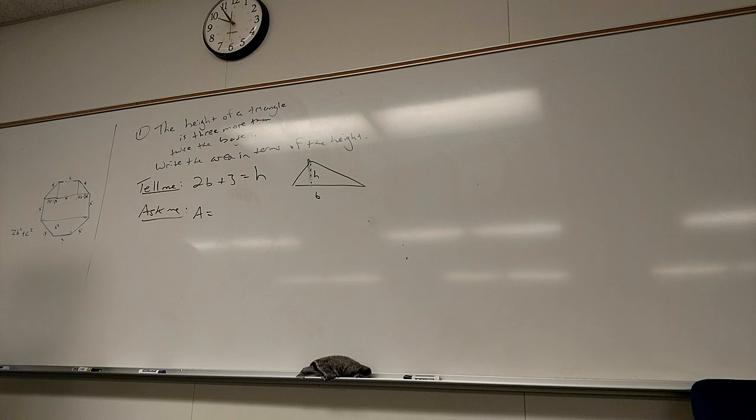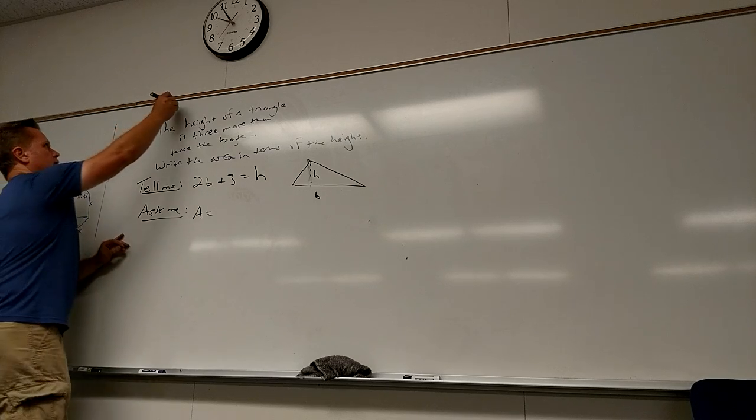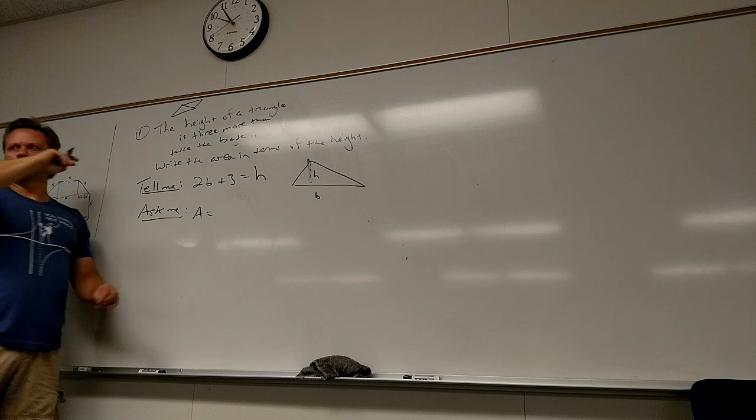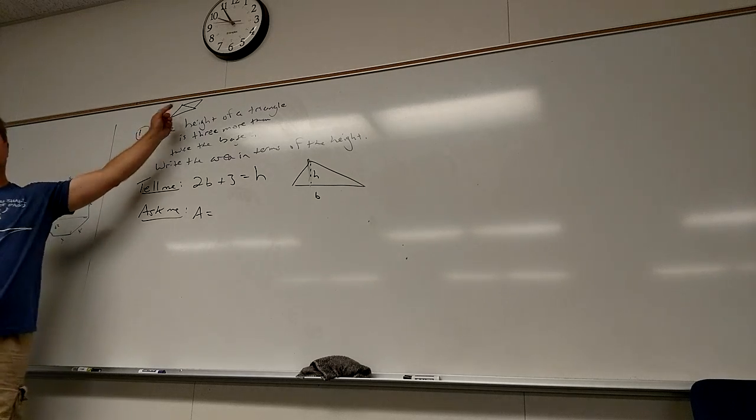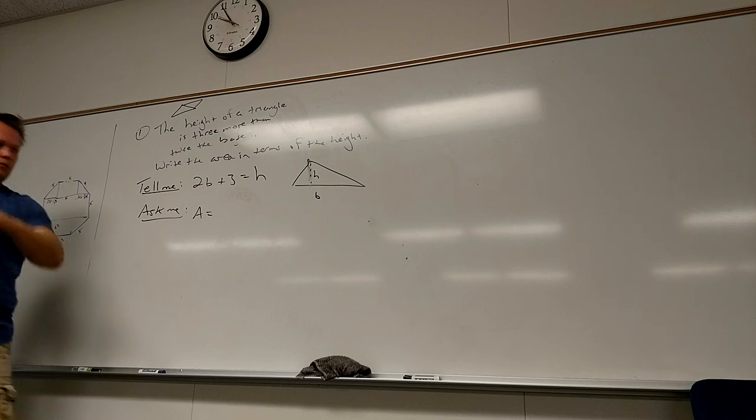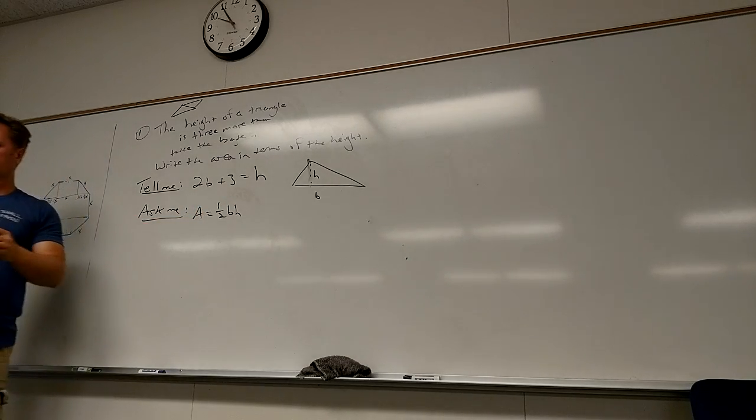1/2 base times height. That is definitely something you should know. Kind of makes sense. Any parallelogram, cut it in half, it makes a triangle. Any parallelogram, cut it in half, it makes a triangle. Parallelogram is base times height, so every triangle is half base times height. Because it's half of a parallelogram. 1/2 base times height. I like it.